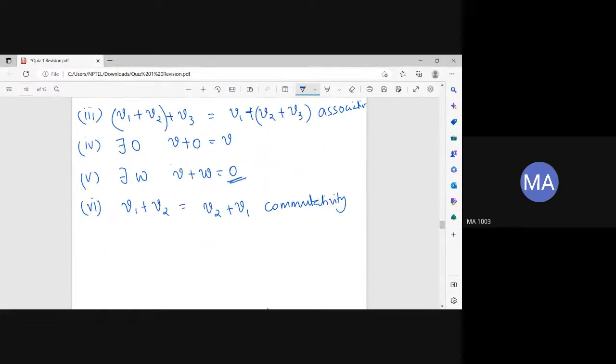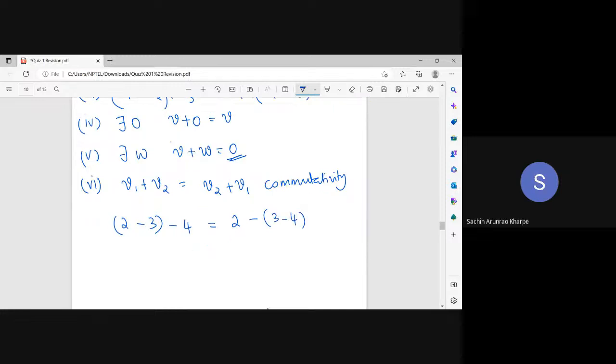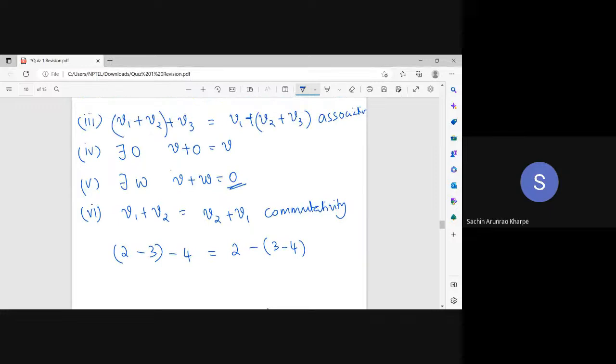I got an example. What if my operation is subtraction? Say 2 - 3 - 4. Will it be equal to 2 - (3 - 4)? That would be 2 - (-1), which is plus. No, it will not be equal.